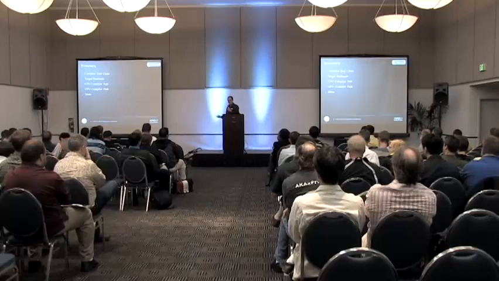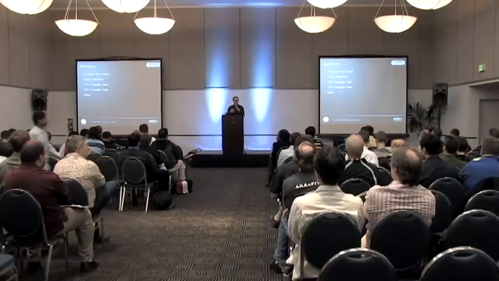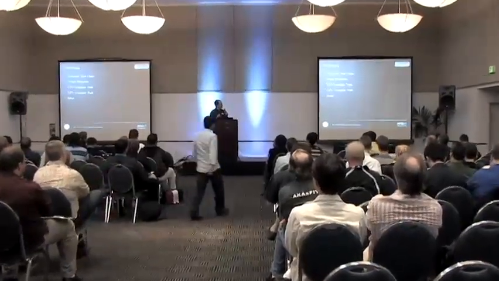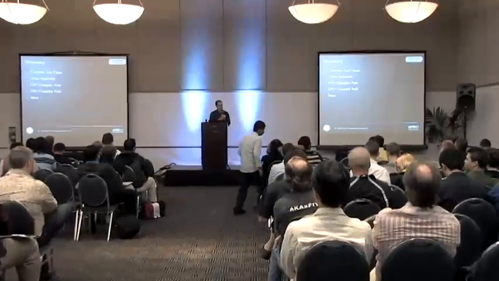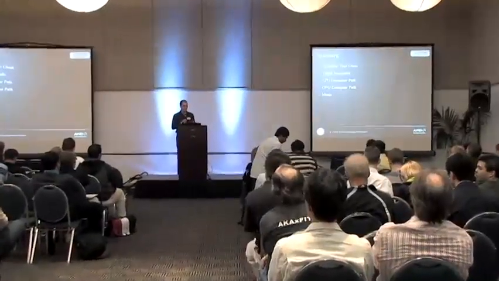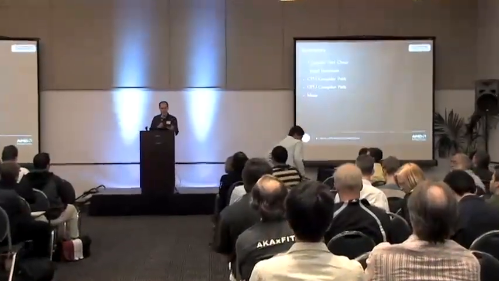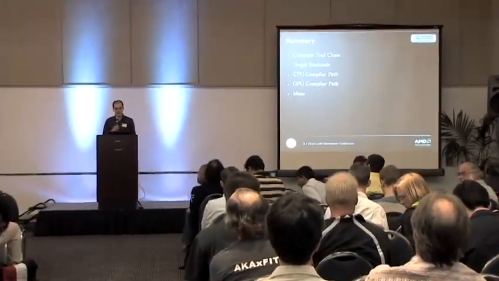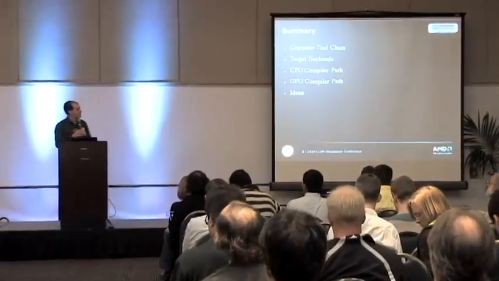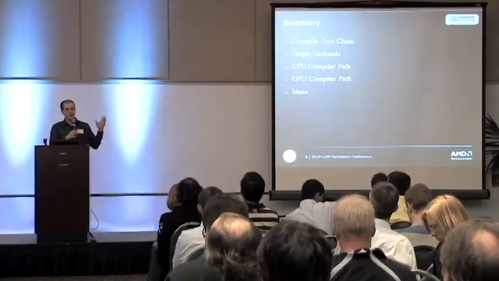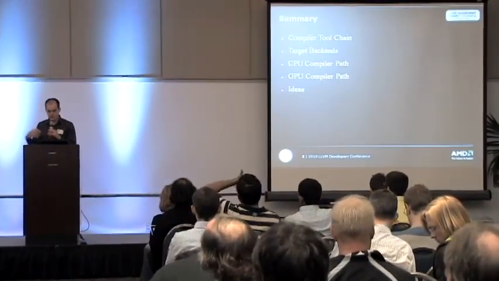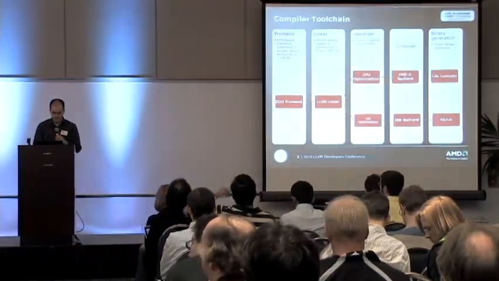I'm going to start off with a high-level overview of our compiler toolchain. Then I'm going to talk about our target backends, and about the CPU compiler path versus the GPU compiler path. I'm also going to have some ideas that would simplify some of the things that I've had to do. Mainly because I'm a GPU backend engineer, most of this talk will be GPU focused, but I will touch on the CPU side a little bit.